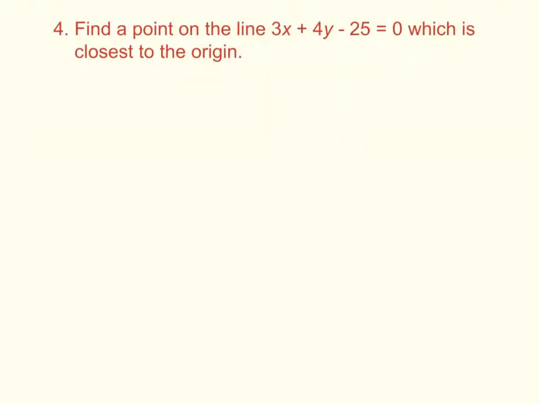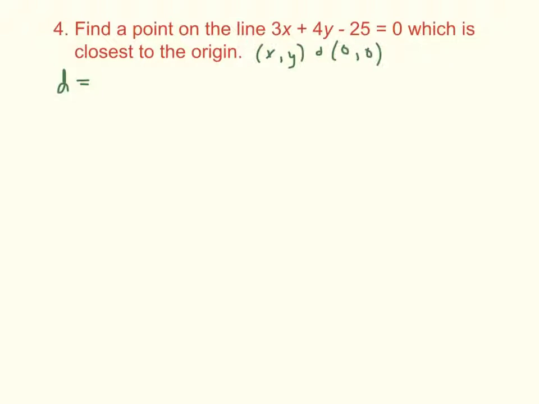Okay, this last question that we're going to do is very similar to number 3, but this time we have to find a point on the line 3x + 4y - 25 = 0 which is closest to the origin. So this time I'm minimizing the distance from a point on that line. The point on the line would be a point like (x, y), and closest to the origin, (0, 0). So if I'm minimizing my distance, again, I have that distance formula without using the radical. My 2 points were (x, y) and (0, 0).